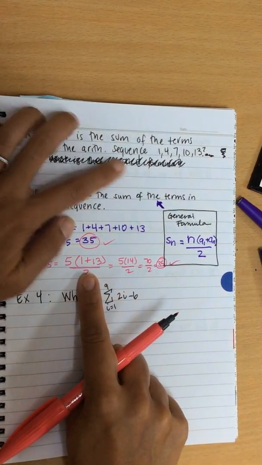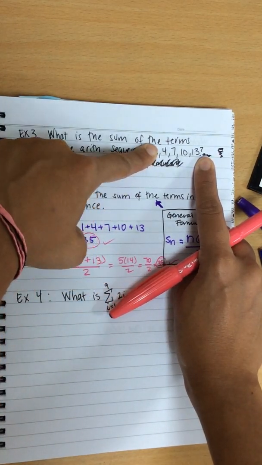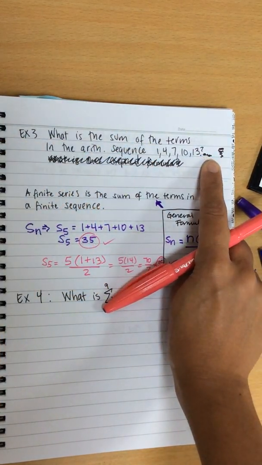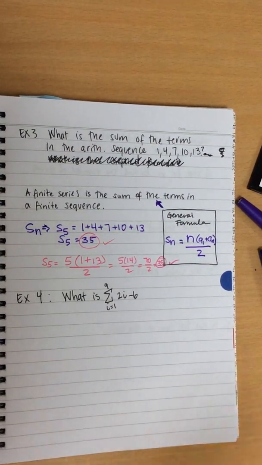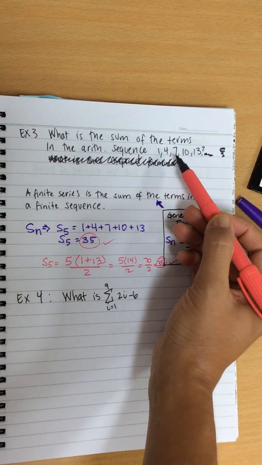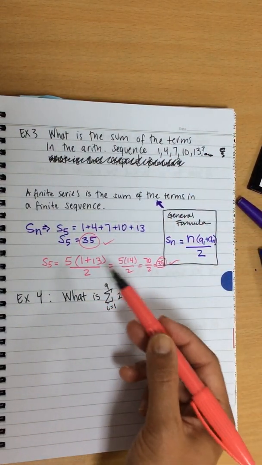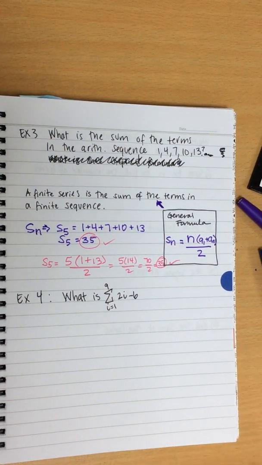I'm taking my first term and adding it to my last term. Okay, so I have those two. Multiplying it by how many terms there are, and dividing it by 2, right? Because if there's a common difference here, which is what is defined as an arithmetic sequence, then this pattern lets you find the total.